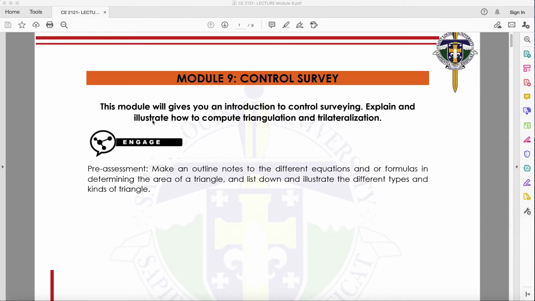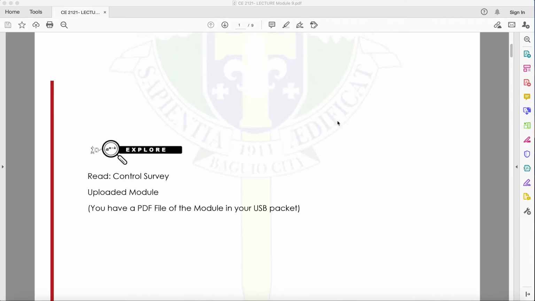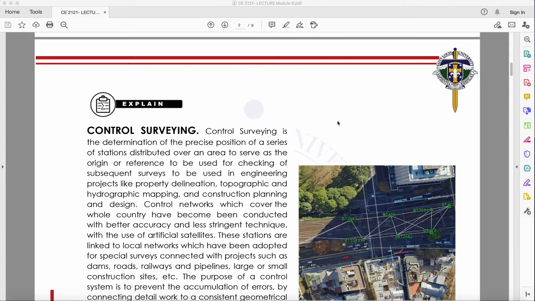So for this video, we're going to discuss module number 9, Control Survey. This module will give you an introduction to control surveying, and explain and illustrate how to compute triangulation and trilateration. Okay. So what is control surveying?